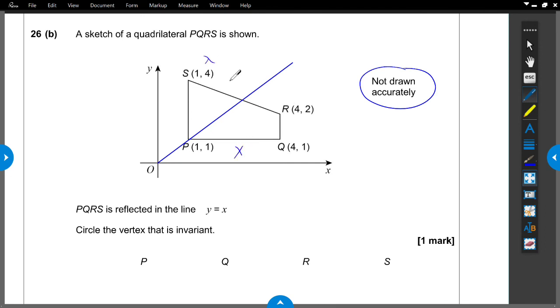Now, I can't actually draw on what it would look like, because it's not drawn accurately. The proportions aren't quite correct between the x and the y. But we get the point P. That must be the one which doesn't move.